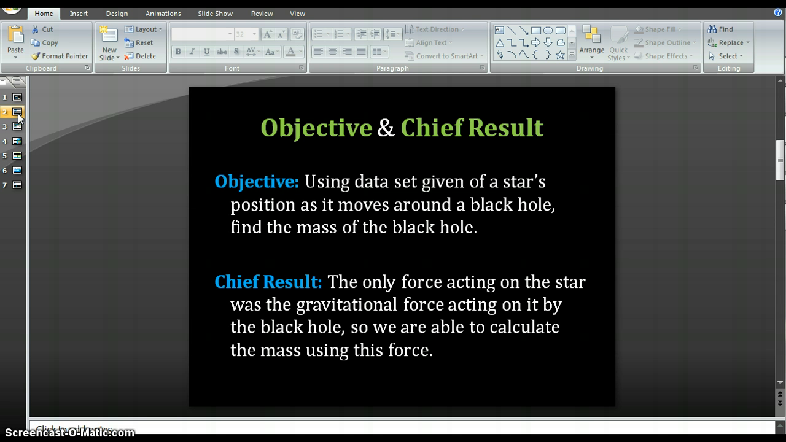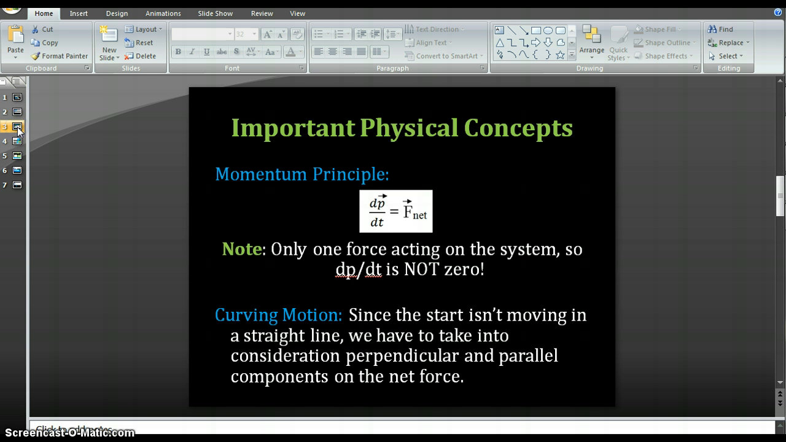And the chief result that I came up with for this lab is that the only force acting on the star was the gravitational force by the black hole, so we are able to calculate the mass using this force. Some important physical concepts to know for this lab was the momentum principle, which says that dp/dt equals net force. And it's important to note that the only force acting on the system is the gravitational force, and so dp/dt is not zero.